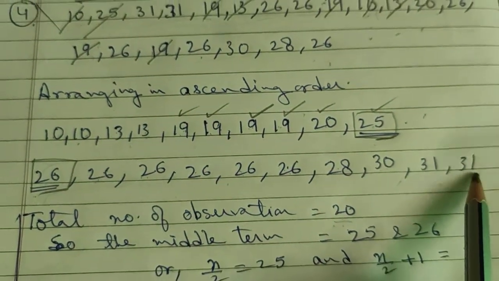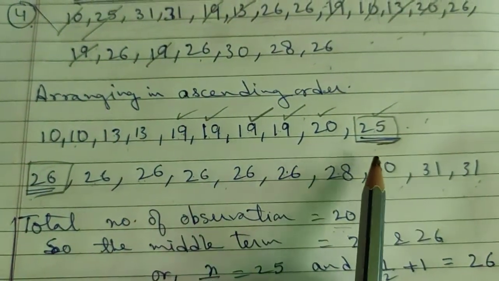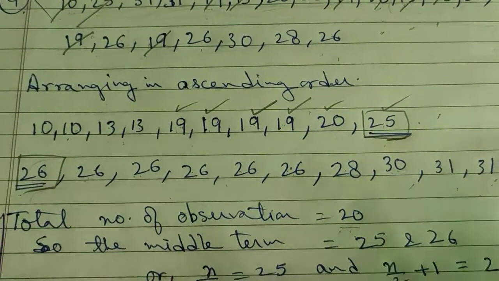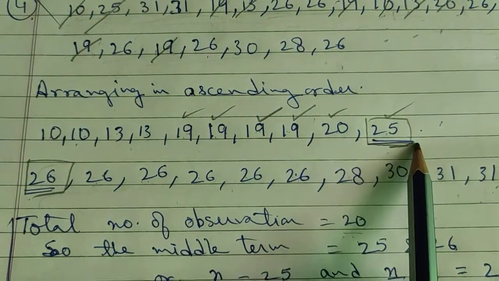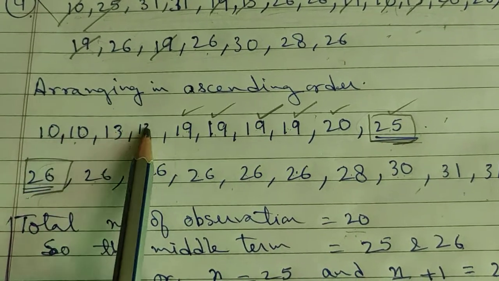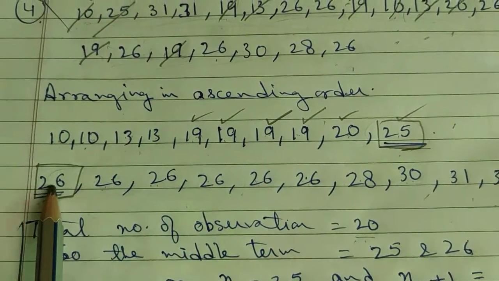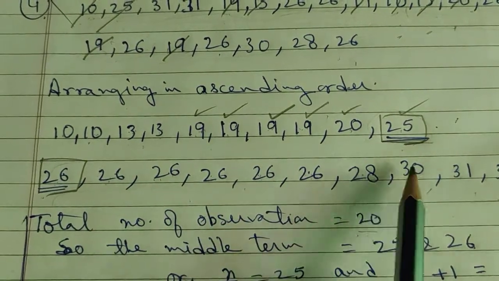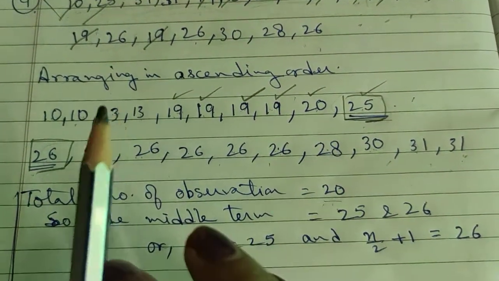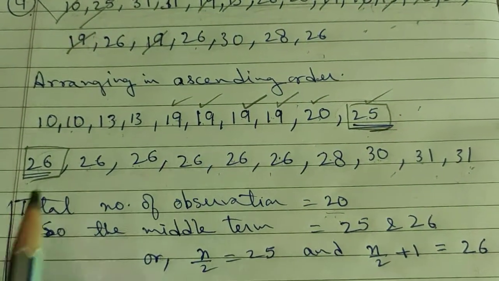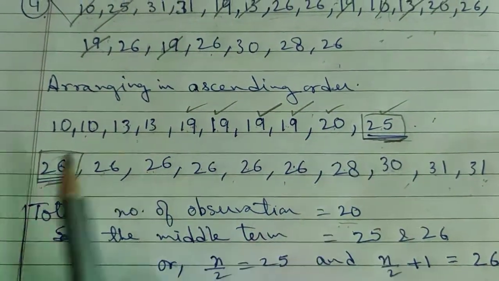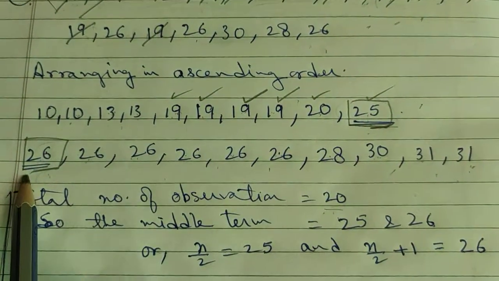So what does middle term mean? The number of observations on both sides of the term I am taking as the middle term will be equal. If I take 25 only as the middle term, then on this side we have 1, 2, 3, 4, 5, 6, 7, 8, 9, and on the other side 1, 2, 3, 4, 5, 6, 7, 8, 9, 10. So it is unequal. But the numbers on both sides of the middle term should be equal. So we are taking two middle terms: the middle term and the middle term plus 1. These will be the two middle terms.